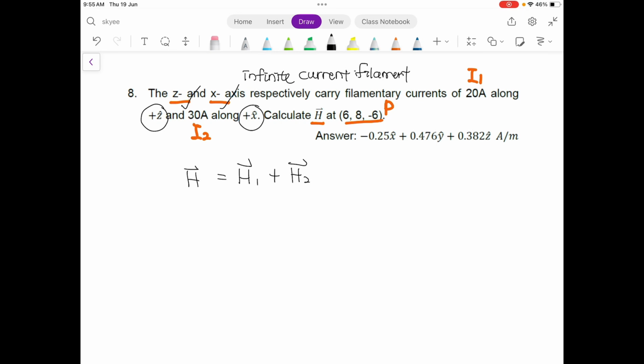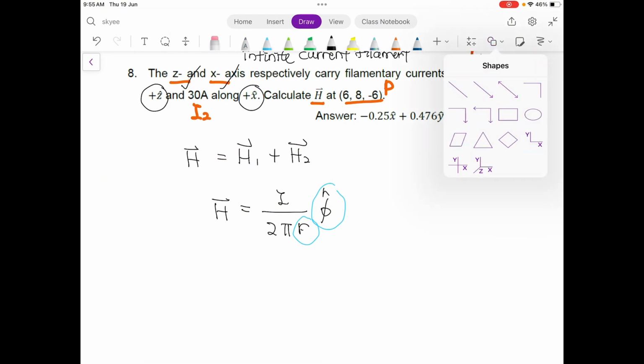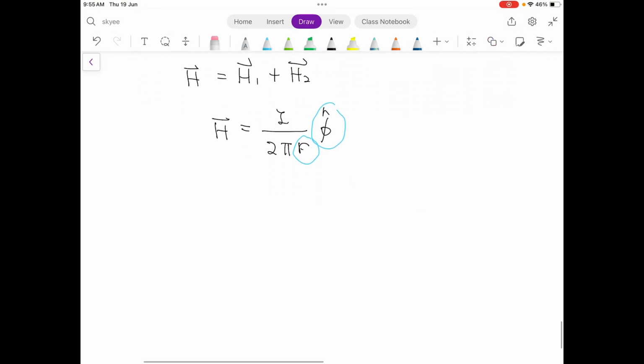For infinite current filaments, the general equation to calculate the magnetic field is I over 2 pi r times phi. The method to find r and phi is the same as when we were doing the finite line. The advantage of having an infinite current filament is we don't need to find alpha 2 and alpha 1. Right, so let's draw these current filaments in a diagram so you can imagine them.